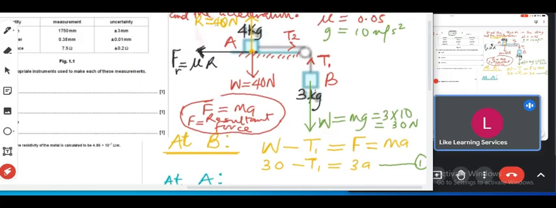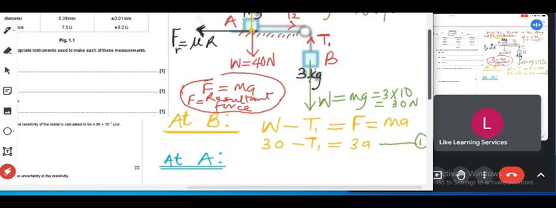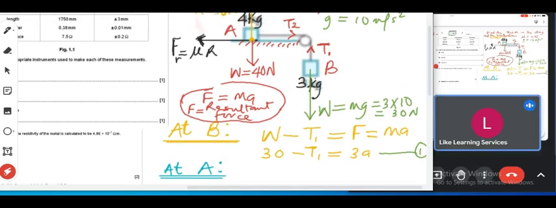So which one will be positive? Remember, this is being dragged to go this way. Which one will be positive, and which one will be negative? The tension will be positive and the friction will be negative, because it's going this way. T2 is positive, frictional force is negative.